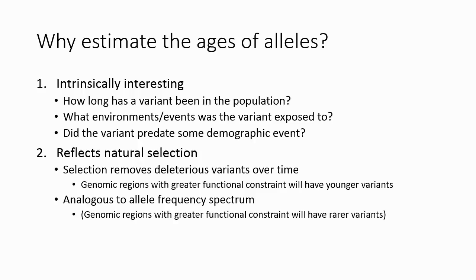This is a process analogous to the more familiar allele frequency spectrum. Intense selection on a region shifts that distribution to being rarer alleles, and like we use the allele frequency spectrum to estimate things about how selection's acting, we can use the allele age spectrum as well.